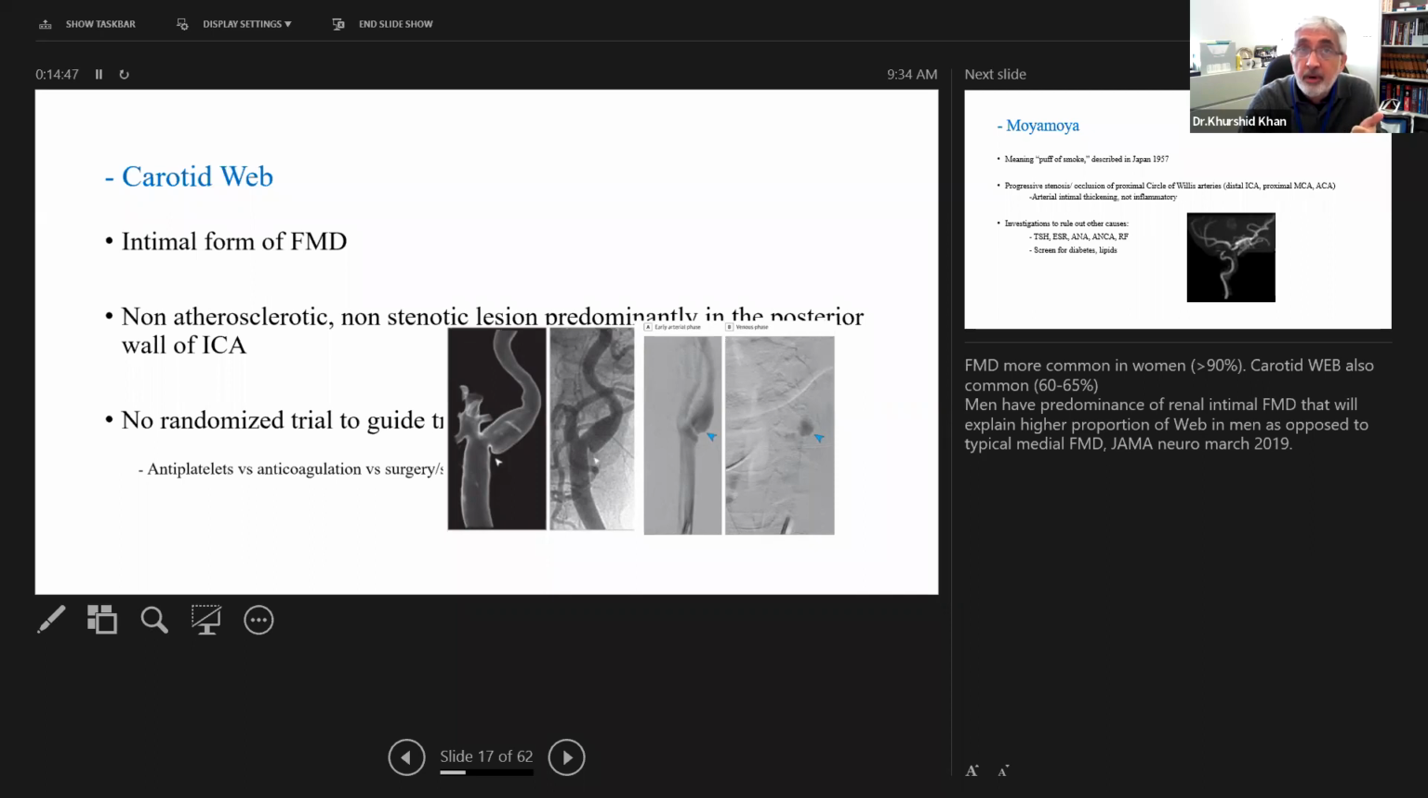Should they be only on antithrombotic medications, medical treatment like aspirin or clopidogrel, or anticoagulants, or one should consider a surgery or putting a stent in. The jury is still out there, but I think from personal experience, people will use either of the modalities. If someone has had recurrent episodes despite being on optimal medical therapy, then stenting may be considered in these individuals.